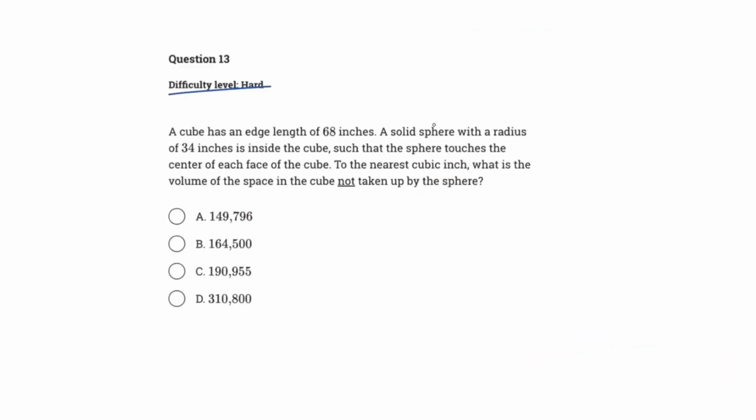equals 42. A cube has edge length 68 inches. A solid sphere with a radius of 34 inches is inside the cube, such that the sphere touches the center of each face of the cube. To the nearest cubic inch, what is the volume of the space in the cube not taken up by the sphere, right? So it's not taken up.